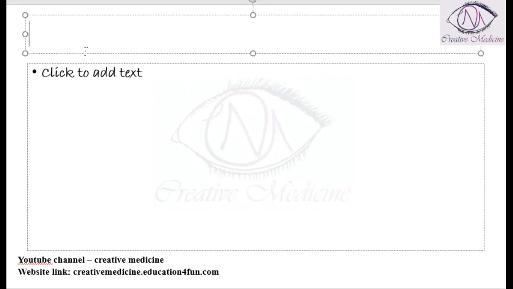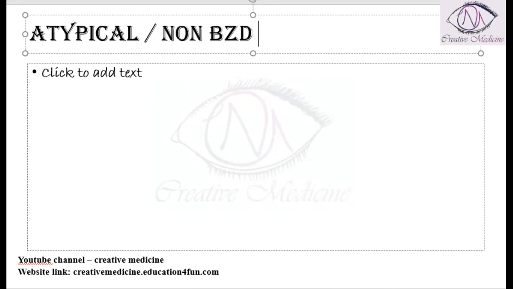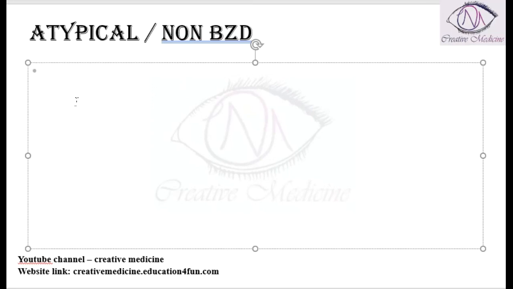Then we have atypical GABA receptor drugs. We have some of the atypical or non-benzodiazepine drugs. These non-benzodiazepine or atypical benzodiazepine drugs include zolpidem, zaleplon, and eszopiclone. So we have three drugs, which are zolpidem, zaleplon, and eszopiclone. These three drugs are non-benzodiazepine or atypical GABA receptor drugs.